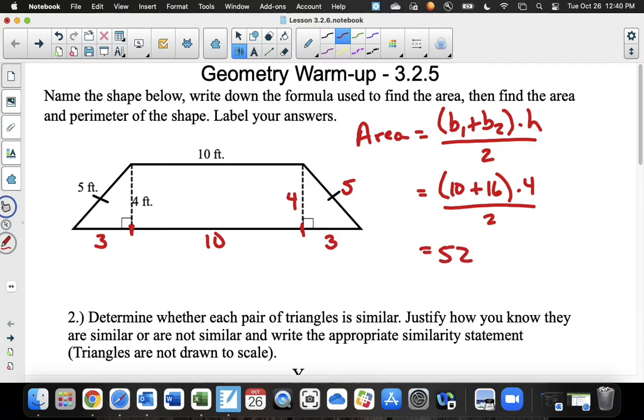What are the units on this one? Yeah, feet squared, because it's an area. Okay, you end up with square feet. All right, so there's the first part.